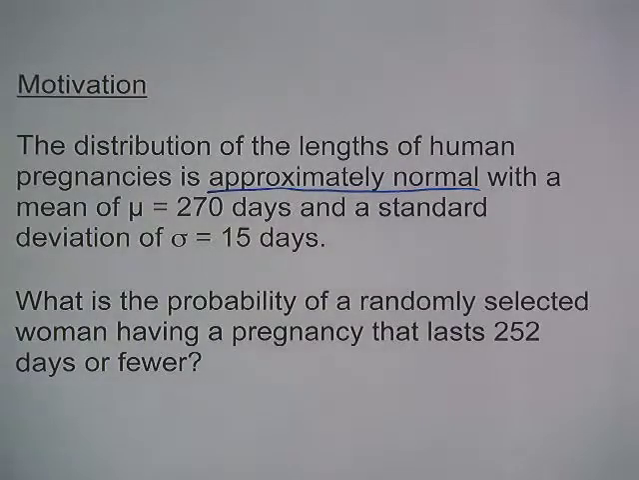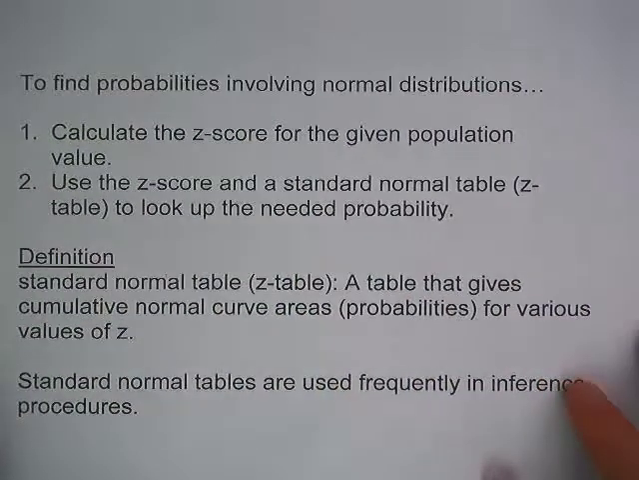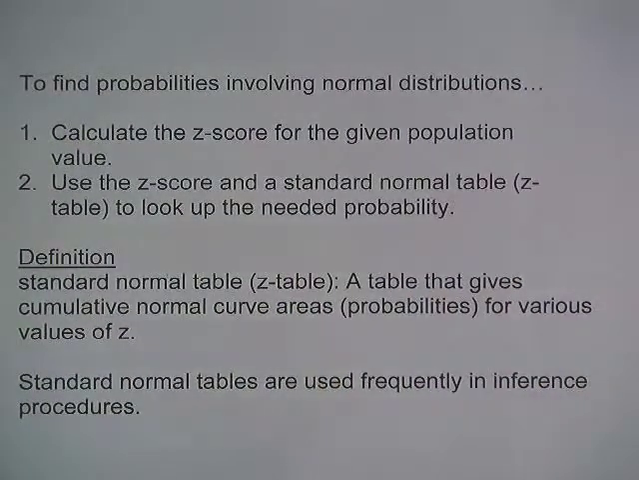So the question that we might want to address is, what is the probability of a randomly selected woman having a pregnancy that lasts 252 days or fewer? Hopefully by the end of this tutorial we will be able to answer this question and questions like it. To find probabilities involving normal distributions, we need to do two things. Number one, calculate the z-score for a given population value, and then use the z-score and a standard normal table, otherwise known as a z-table, to look up the needed probability.